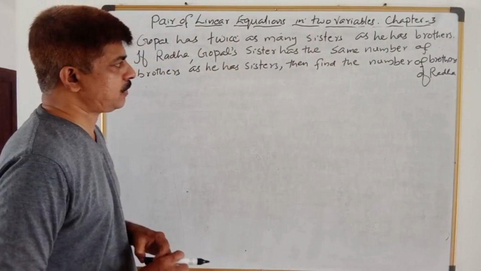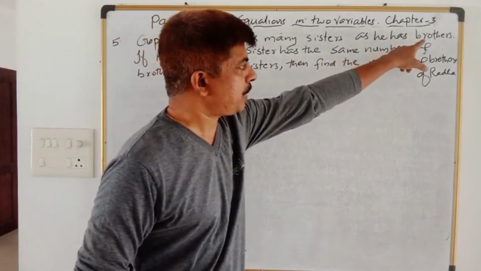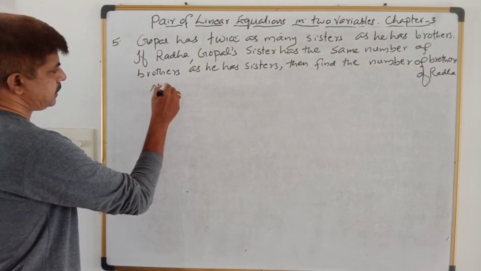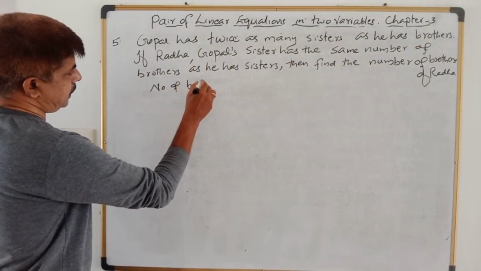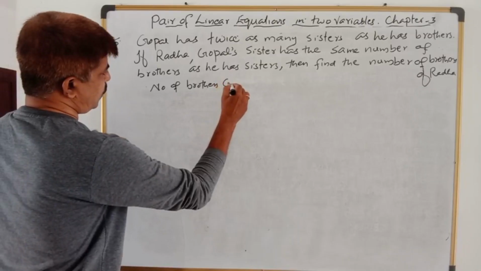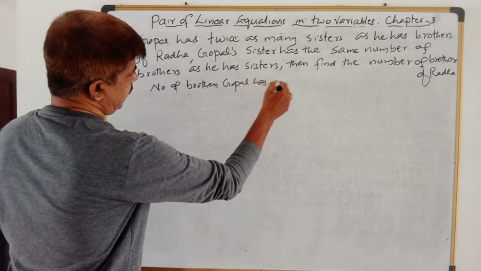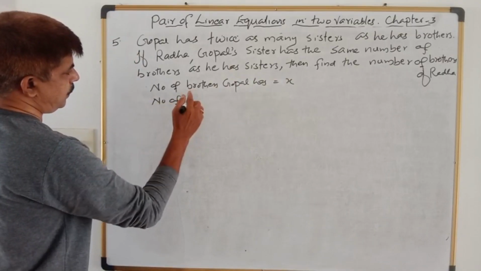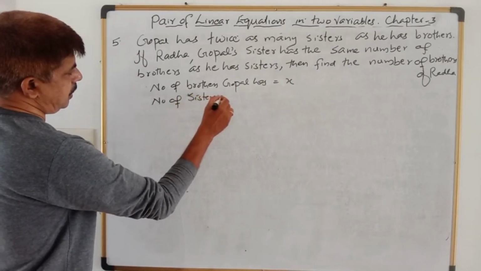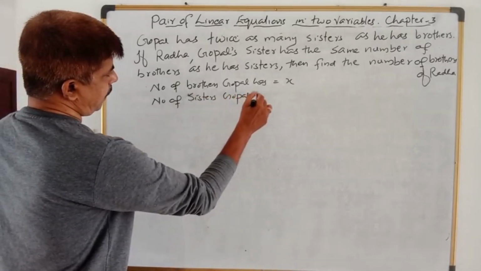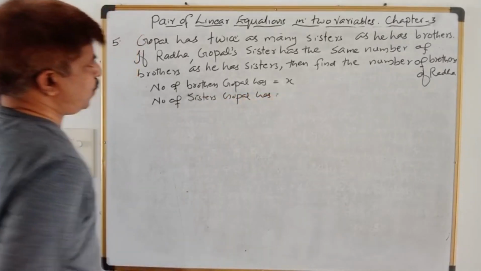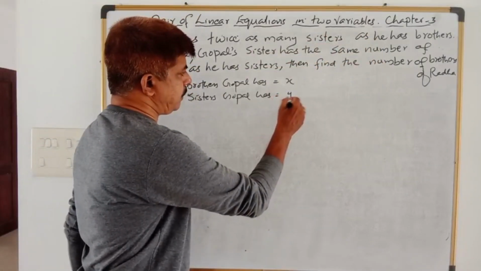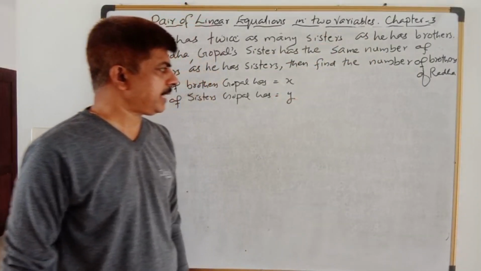So what will be taken as x and y? Let us take the number of brothers Gopal has as x, anything can be used. According to the question, the number of sisters Gopal has, from the question we understand that he has more sisters, more sisters means double the number of brothers. So let us put y. We have to assume by taking x and y.